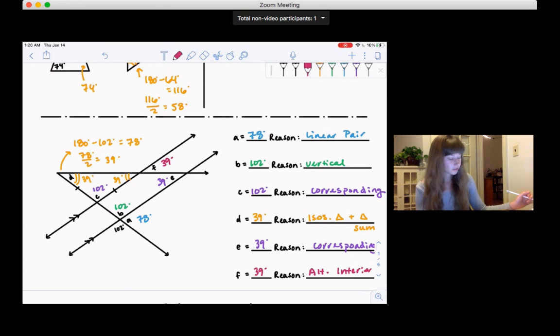All right, so that's an example of angle chasing with triangle sum and isosceles triangles incorporated as some of our tools in our toolbox.